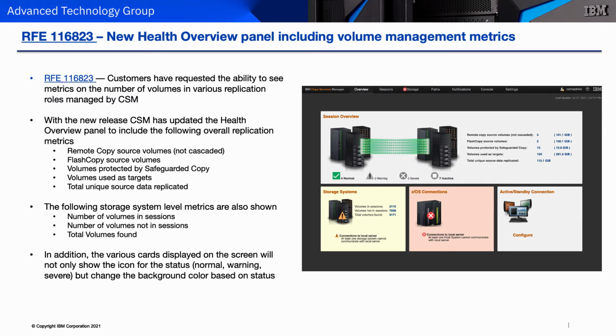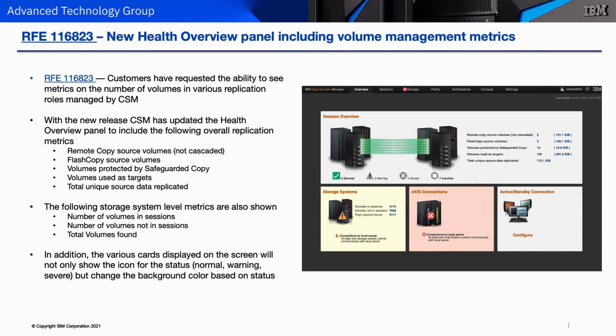All right, the first change I'm going to talk about in 6.3 is our health overview panel. As you can see, we've changed the look and feel of it. The health overview panel is designed, and still the same, to be your first entry into the CSM. So as soon as you log in, you'll see the health overview panel. It's going to give you some status information across the various aspects of the server itself: the session health, what's normal, how many are normal, how many warning or severe, the connections to the storage systems, connections to your z/OS systems, and connections to your active and standby servers. So you'll see all that. That's all still the same, but we've added some additional information.